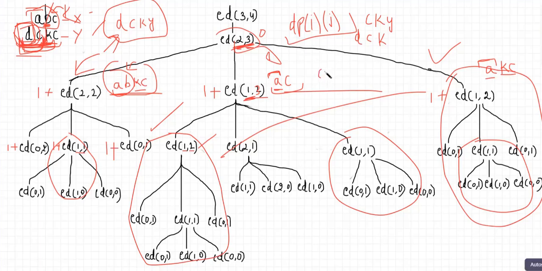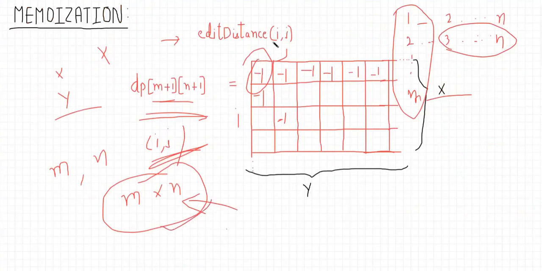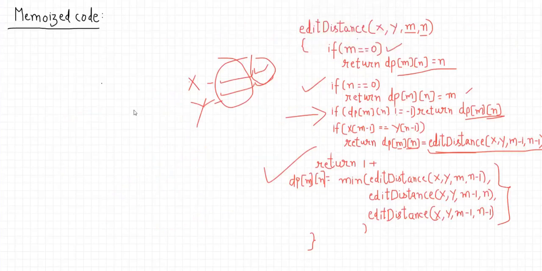Similarly, it goes the same for all the possible pairs. So all we have to do is count the unique pairs of i and j, and we know the number of unique pairs is m cross n. So the time complexity is big O of m cross n. What is the space complexity? Since I'm using a DP array of dimensions m cross n, the space complexity will also be big O of m cross n.